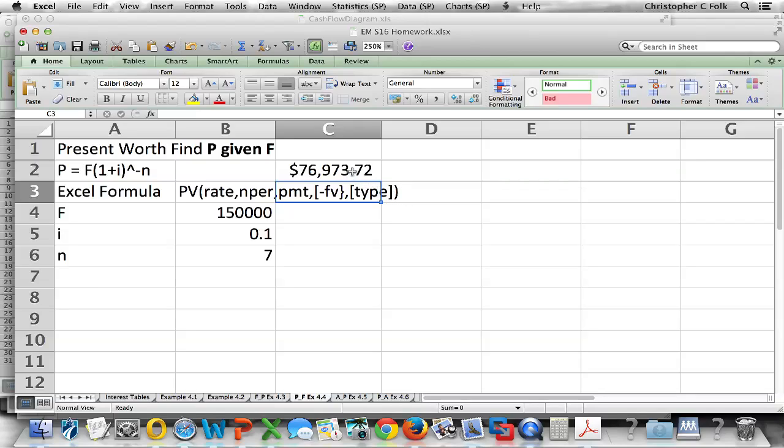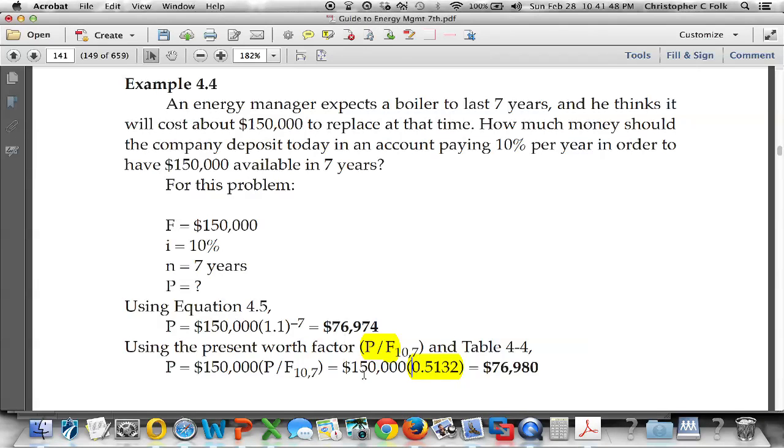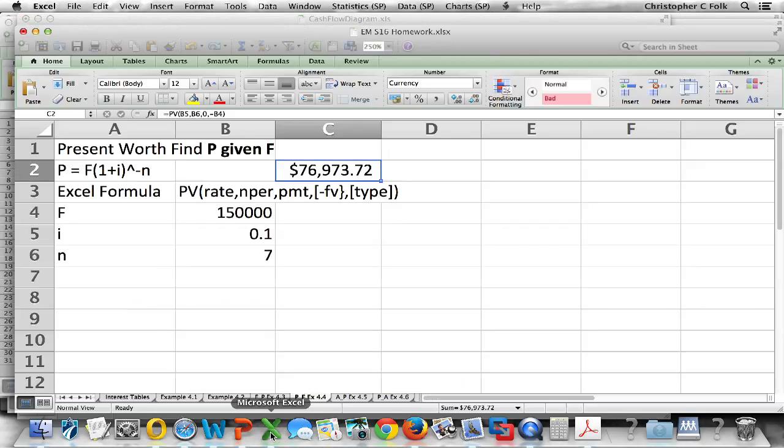Again, notice this number, 76,973, is not the same as what we showed here, because of the rounding error. They say 76,980 here, and on the spreadsheet, I come up with $76,973.28. Okay, so that's just a rounding error. All right, so that's that example.